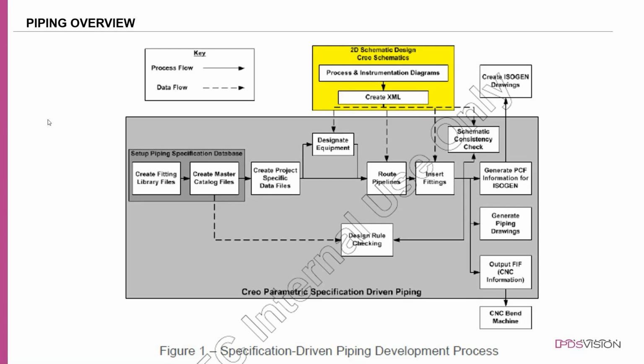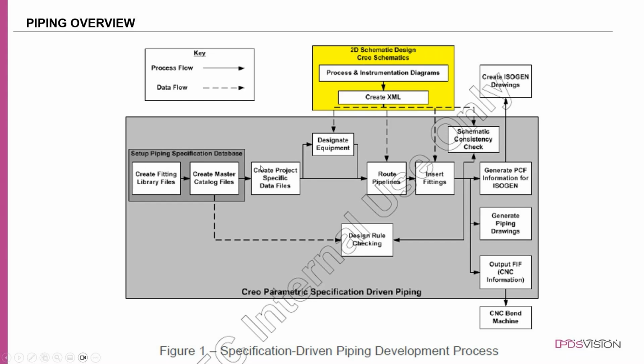Then if we look at the yellow box on the top, that's creating your schematic. Somebody's going to make this schematic in Creo schematics, then they're going to export an XML file, which we load into Creo. Now, once you have those two things taken care of, the dark gray box on the left and the yellow box on top, the rest of this process is going to be very heavily automated.